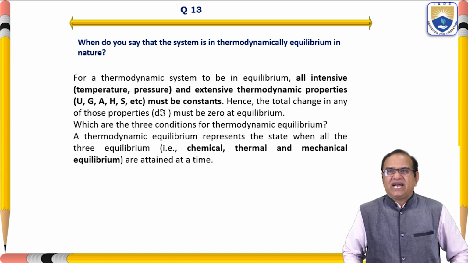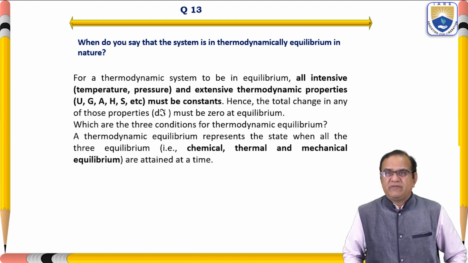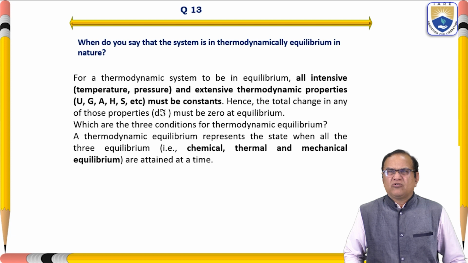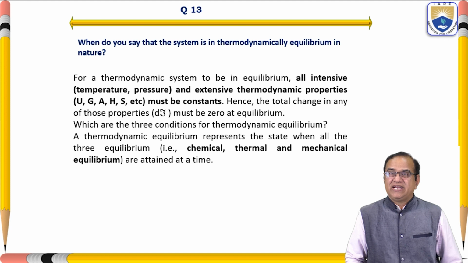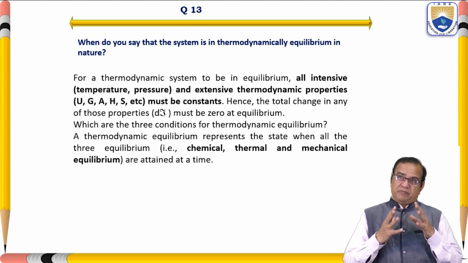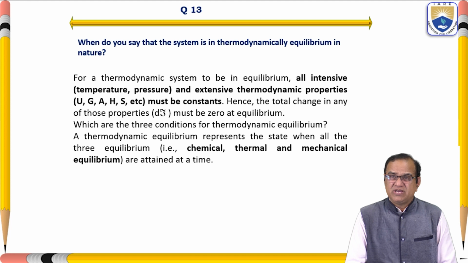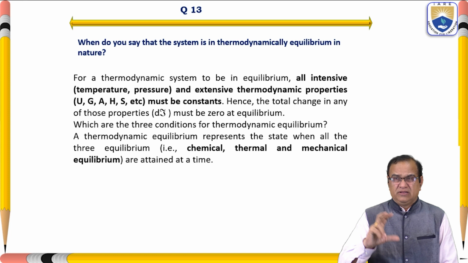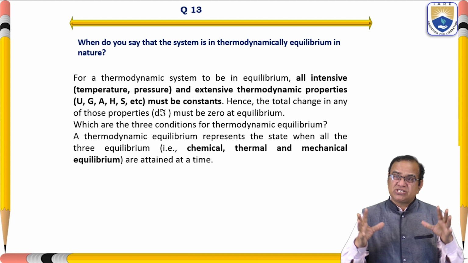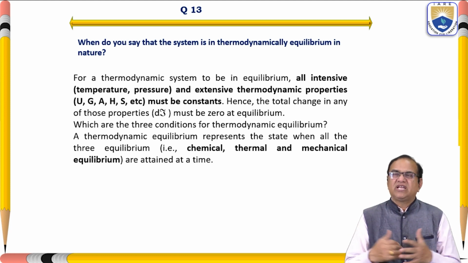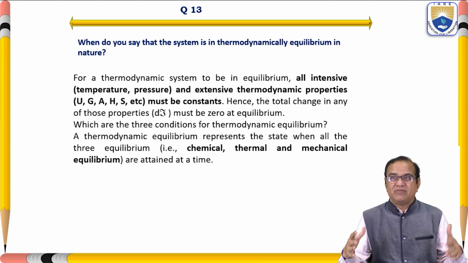Which are the three conditions for thermodynamic equilibrium? A thermodynamic equilibrium represents the state when all the three equilibria, that is the chemical equilibrium, thermal equilibrium and the mechanical equilibrium, are attained at a time. So, that is the thermodynamic equilibrium. If there is no chemical reaction, it is stable. There is no change in the thermal properties and there is no change in mechanical properties. If we are able to meet all these things, then we can say that this is thermodynamically in equilibrium.